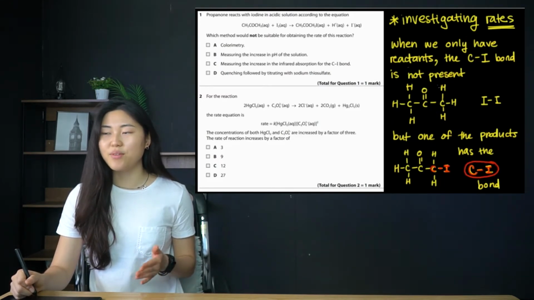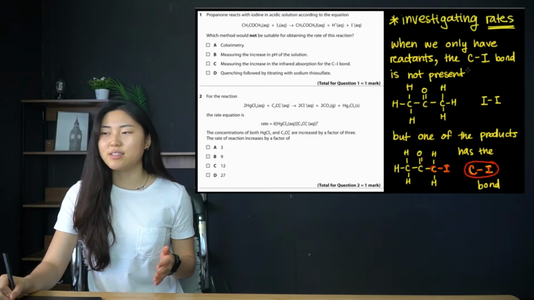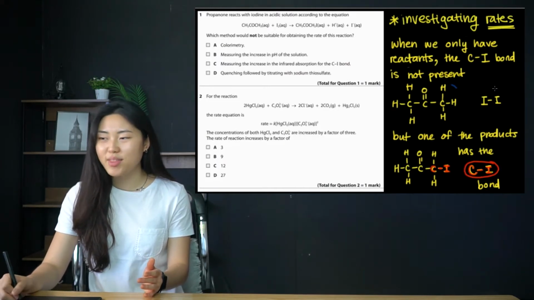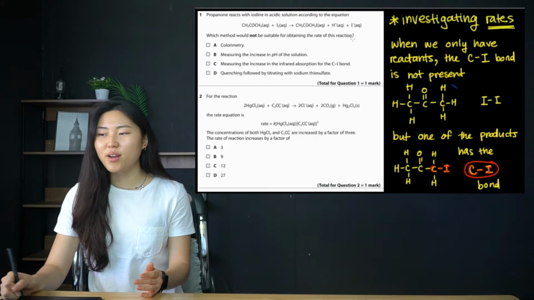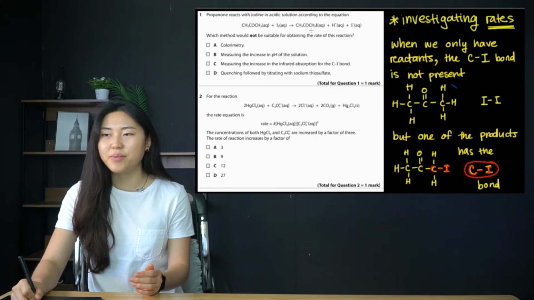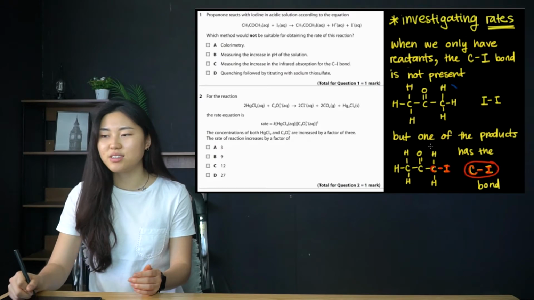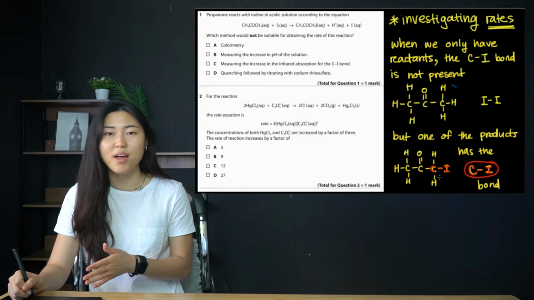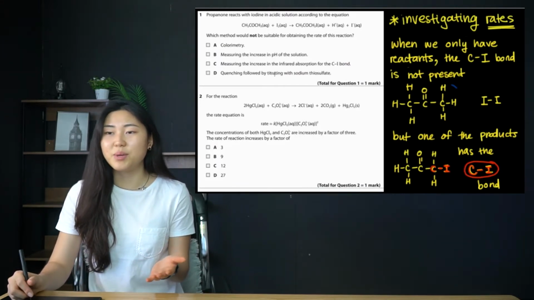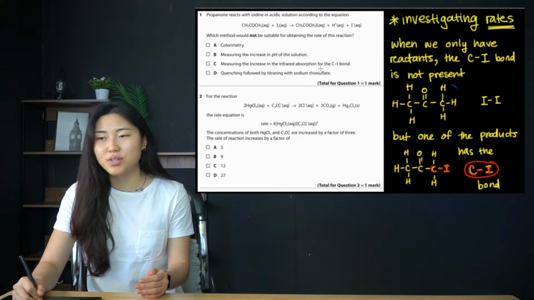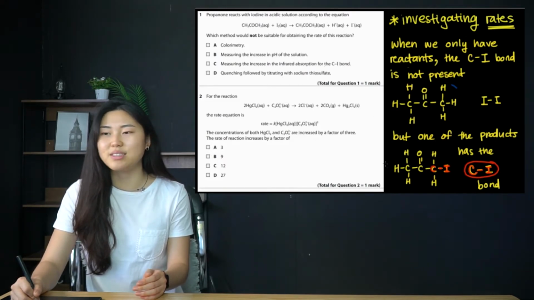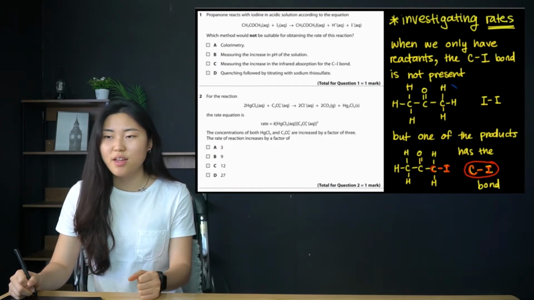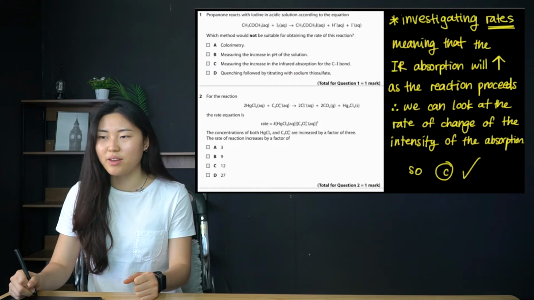And when we only have reactants, the C-I bond is not present, because we have propanol and we have the iodine molecule. But in one of the products, we have CH3COCH2I over here. As you can see, I just drew the structure, and you can see that it has the C-I bond, right? So therefore, obviously, we can use C, measuring the increase in the infrared absorption for the C-I bond. And lastly, D, it says quenching followed by titrating with sodium thiosulfate.